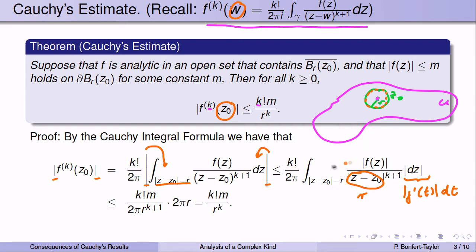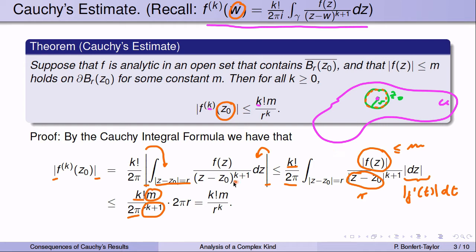Therefore, from this integral, I can pull an r to the k plus first power out of the denominator. See that right here? It's no longer in the integral. I keep the 2 pi that I had over here and the k factorial right here. Furthermore, in the numerator, I know that f of z by my assumption is bounded above by this constant m on the curve gamma. And that's where this m comes from right there.